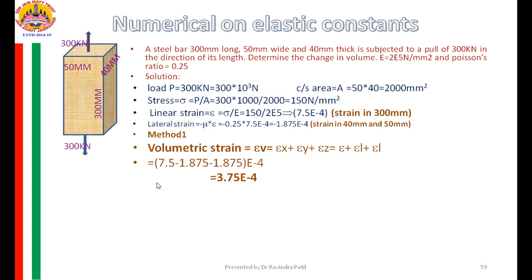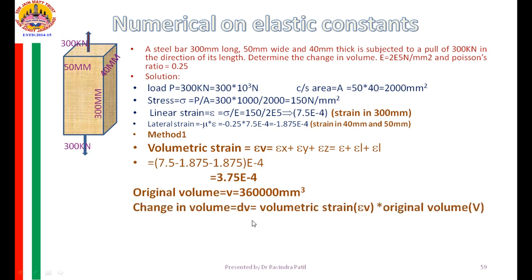Now, how I can get the change in volume he is asking. Change in volume, I can get it by using the volumetric strain as change in volume is equal to volumetric strain multiplied by the original volume. Therefore, change in volume is equal to del V, that is volumetric strain multiplied by the original volume. Both the things are known to me. Hence, I can get the change in volume.